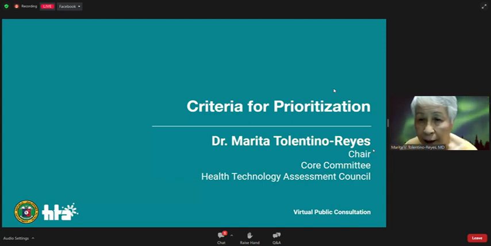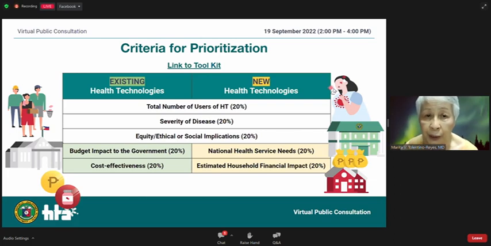So what are the criteria for prioritization? How did we prioritize? What criteria did we use? Next slide, please. All right. So we differentiate between existing health technologies that were nominated by DOH and PhilHealth, and new technologies nominated by pharmaceutical companies and so forth. So we look at the number of total users. We look at the severity of the disease, where it's going to be applied or used. We look at equity or ethical or social implications. Those would be the criteria that are common between the existing and the new technologies.